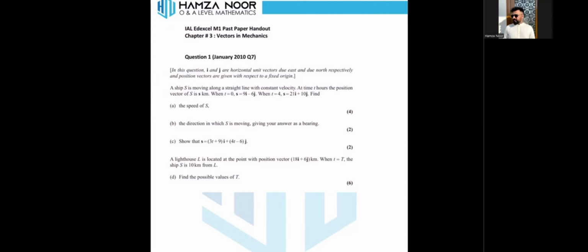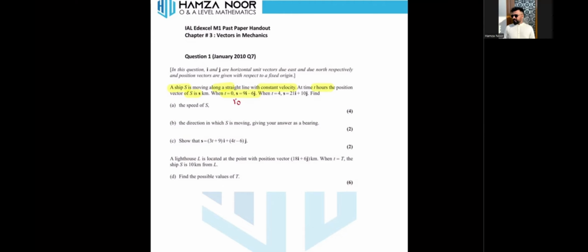The information given in the question is that a ship S is moving along a straight line with constant velocity. At time t hours, the position vector of S is s kilometers. When t is equal to 0, s is equal to 9i minus 6j, meaning this is the initial position vector of the ship. Initially, when time t is equal to 0, the ship is at this point. So this is basically the r naught vector, the initial position vector of the ship.